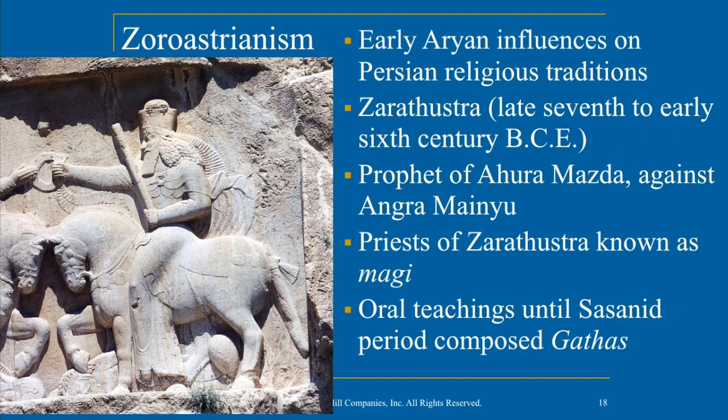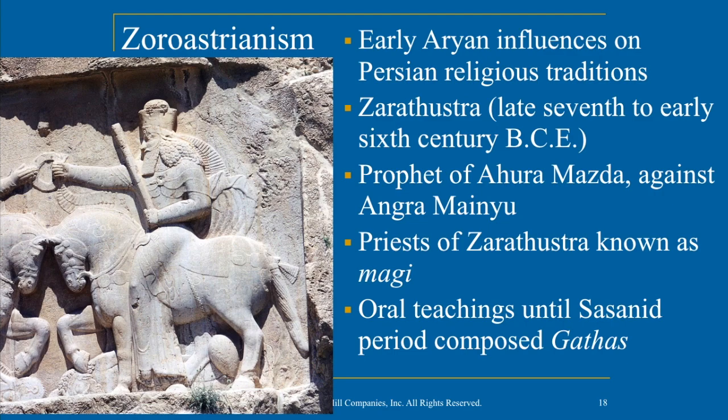Next up, we have Zoroastrianism, early Aryan influences on Persian religious traditions. The Aryans were the ones that eventually would settle in the Indian subcontinent. What's nice about the Zoroastrianism that we understand is it's a very simple dualistic religion. We have its main proponent known as Zarathustra, who lived from the late 7th to early 6th century. Not a lot is known about him.